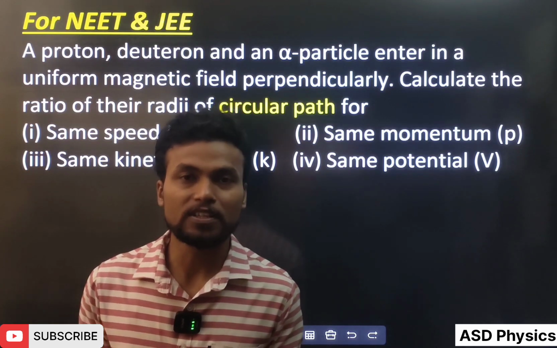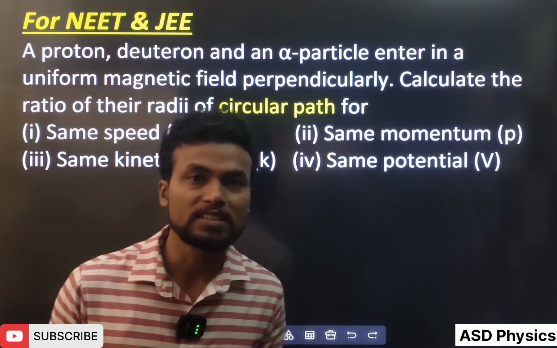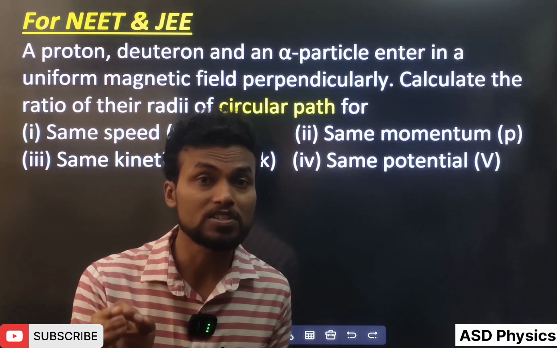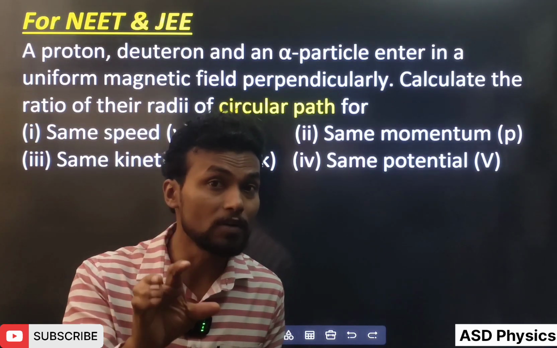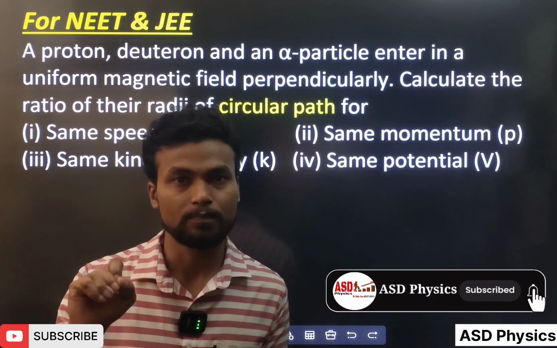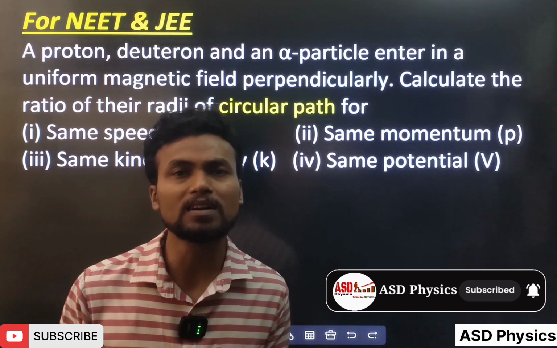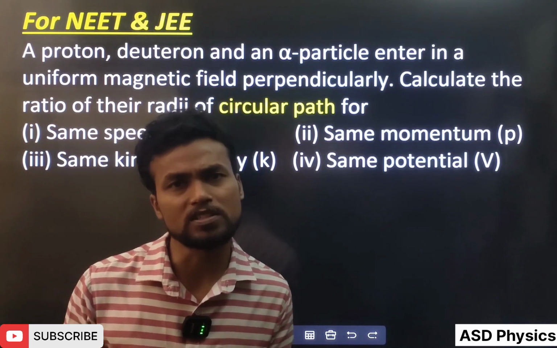So students, in this video we are going to solve a question from the chapter Dual Nature of Radiation and Matter, and the question based upon a proton, deuteron and alpha particle moving in a uniform magnetic field is very important. I hope you know somewhat the basics of a charged particle moving in a magnetic field. Three kinds of situation used to be there.